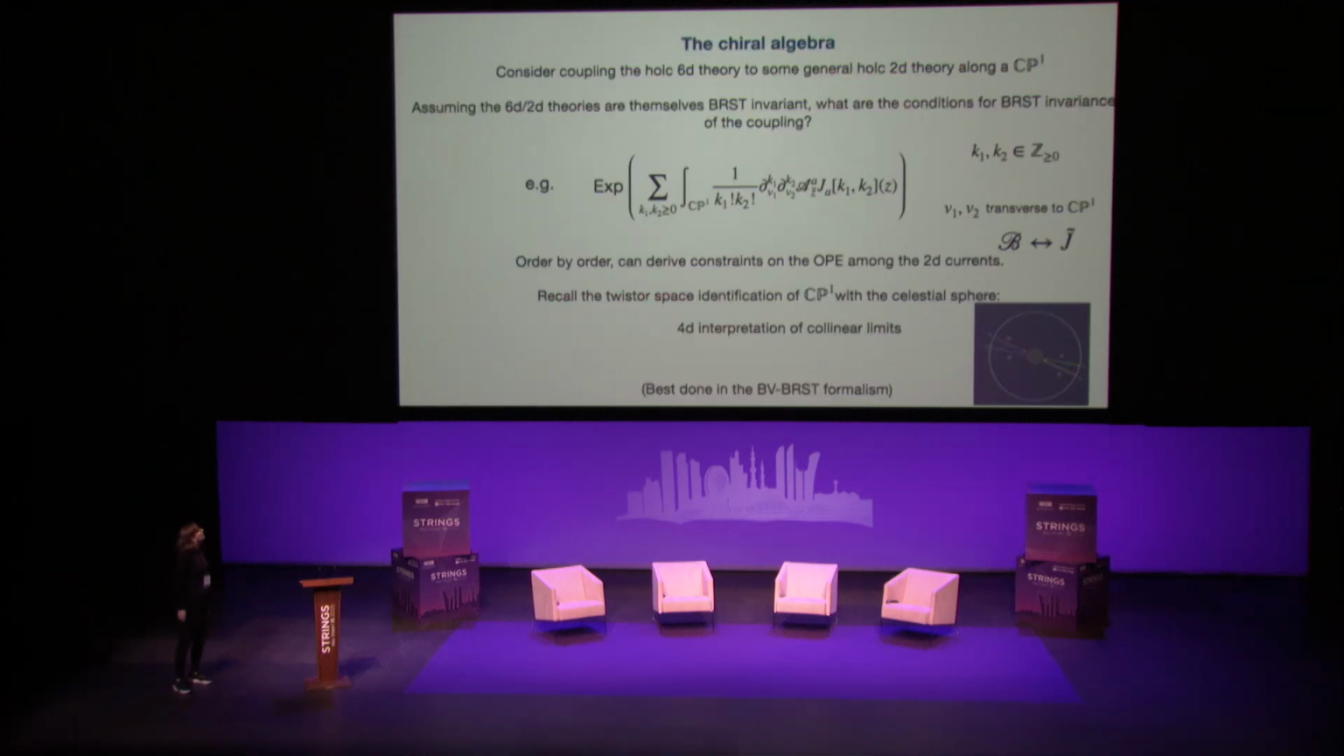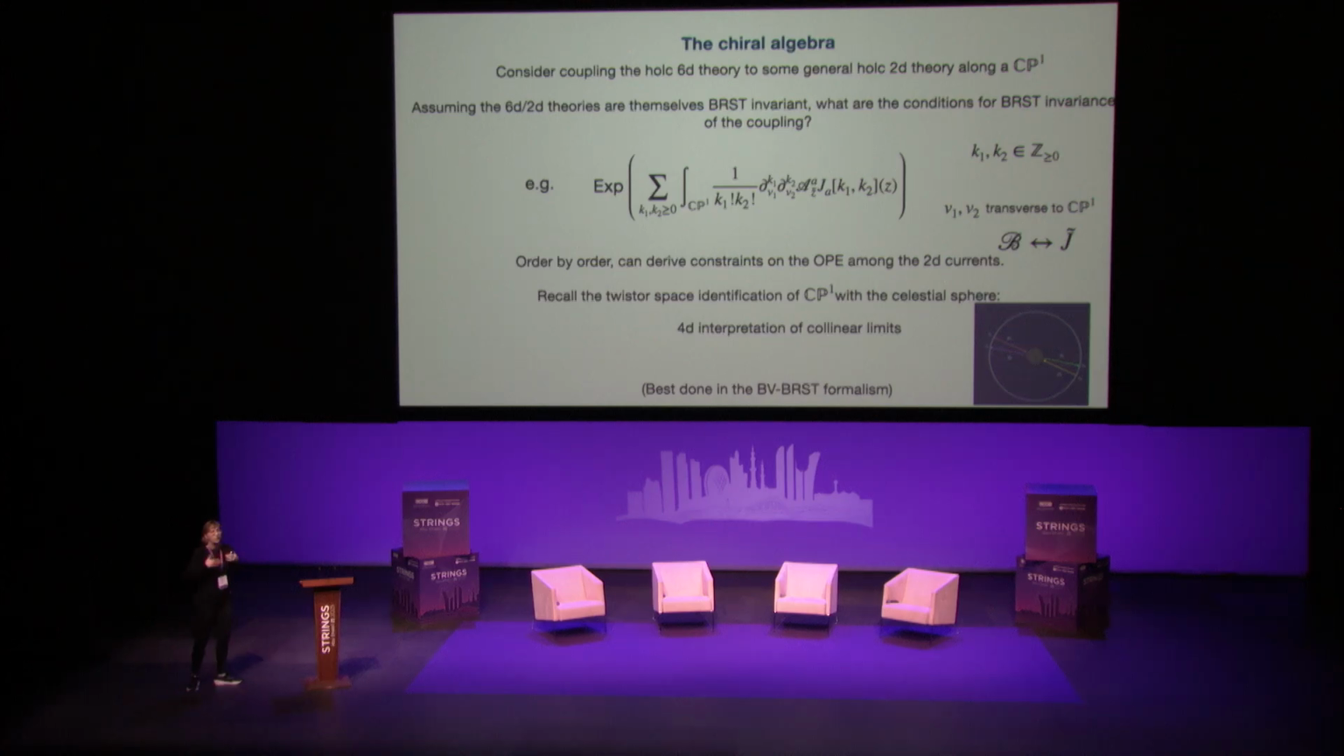So what is this chiral algebra and where does it come from? In order to get this chiral algebra, at least in principle, the theorem guarantees the existence of this chiral algebra. That's what I want to emphasize. In practice, how do we actually get access to the OPEs to the desired order that we want? The 6D construction that in principle tells you how to obtain the chiral algebra is as follows. You consider coupling the holomorphic 6D theory to a general holomorphic 2D theory supported along one of the P1s in twistor space, say the P1 above the origin in R4, for example.